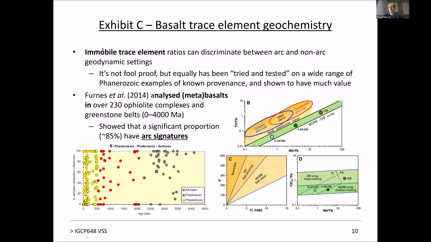So these are mobile trace element ratios and quite easily distinguish arc and non-arc geodynamic settings. And it's the arcs you would look for evidence of subduction and plate motion in the past. So to quickly summarize Ferns' results, they analyzed a large number of samples within a large number of complexes, over 230 individual complexes. And they found that over 85% of the Archean population had arc-like signatures.